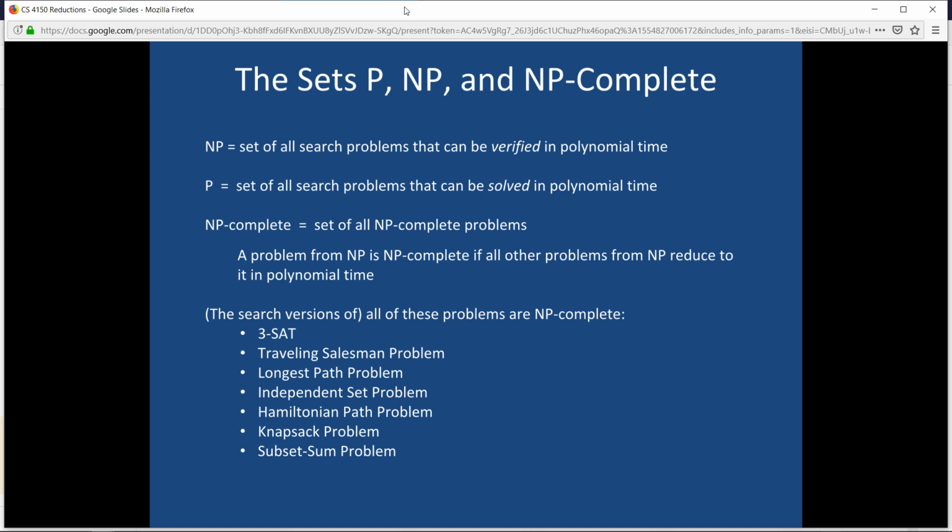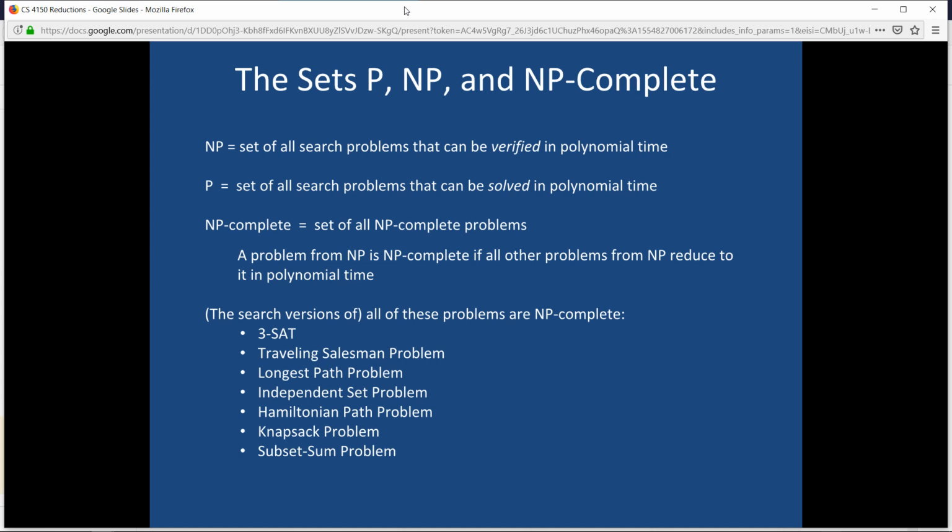So there are an infinite number of problems that belong to NP. But something is NP complete if every single one of those problems reduces to this problem x we're looking at. If that's the case, then we say x is NP complete. These are all NP complete problems.